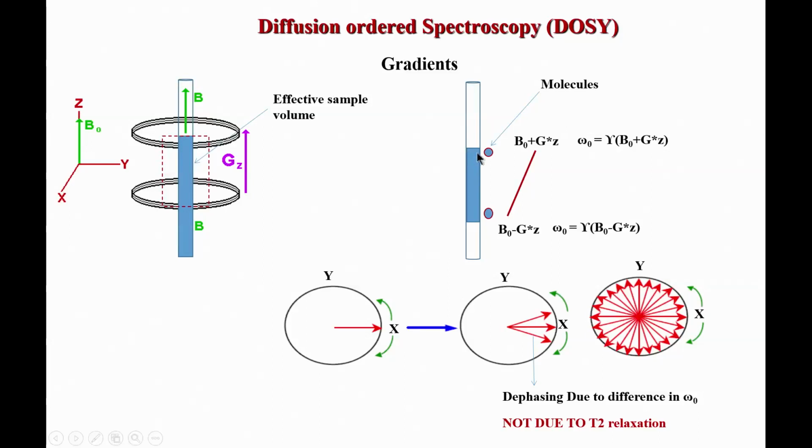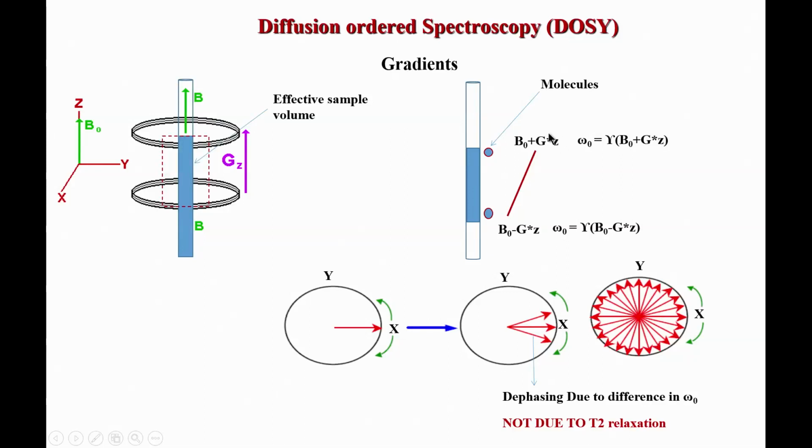So, if you imagine a molecule at the top part of the sample and another molecule at the bottom part, you see these two molecules. Now, when I apply the gradient, meaning I apply this RF current in this coil here and here, what will happen is the following. The molecule at the top will experience an additional magnetic field in addition to B0. Now, what is that additional magnetic field? It is given like this.